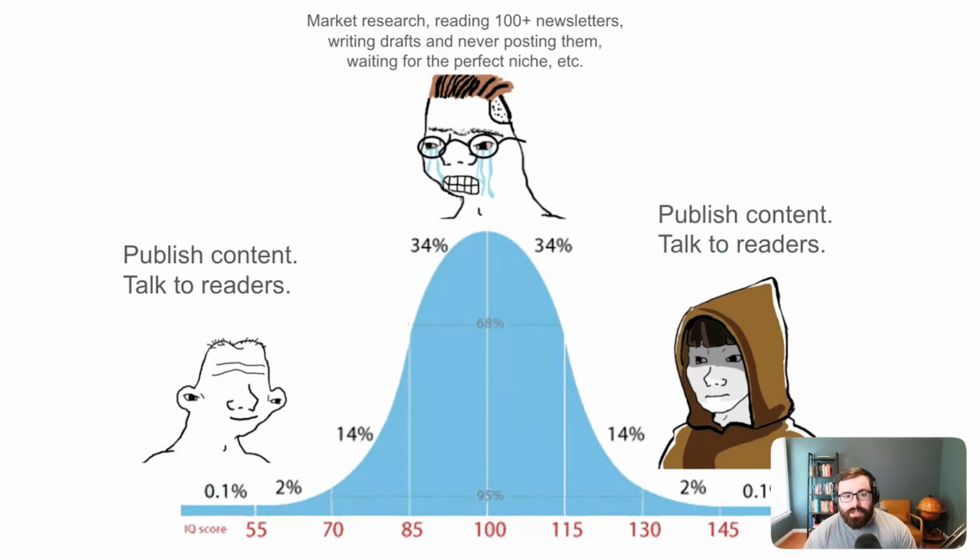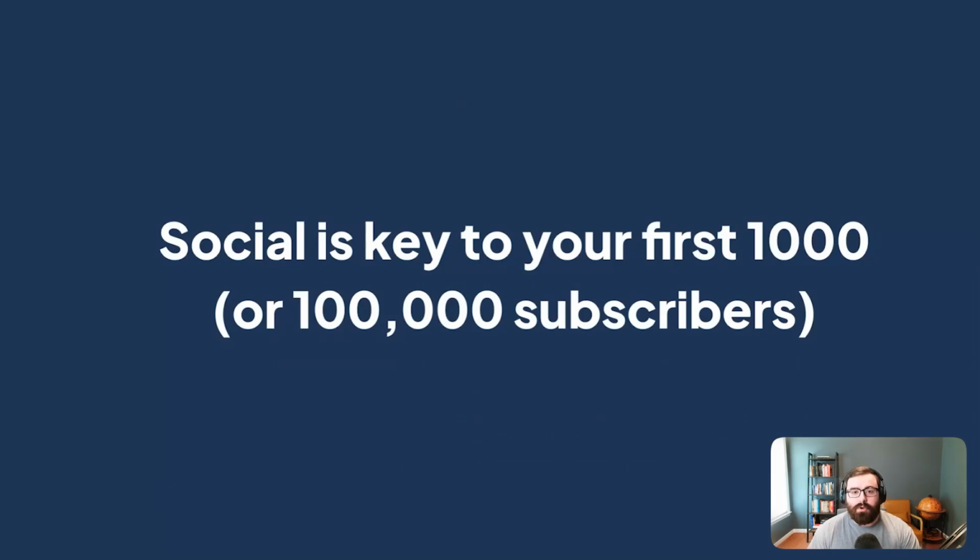Most people, when they start a newsletter, do a bunch of market research, read 100 other newsletters, start writing drafts, never post them, and wait for the perfect niche or the perfect marketing strategy. The smart person just publishes content and talks to readers, okay? If you do that over and over again, you will be successful. The place where you can get the most feedback and publish the most content in the fastest way is social media. This is the key to getting your first 1,000 subscribers and even your first 100,000 subscribers.